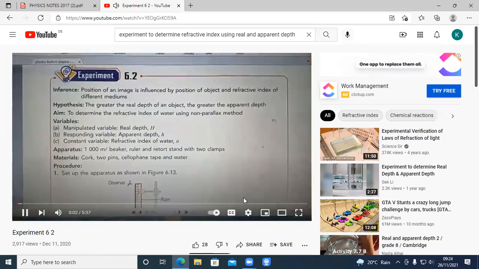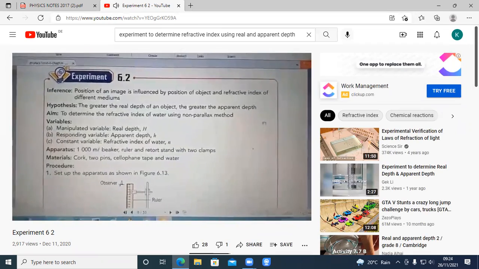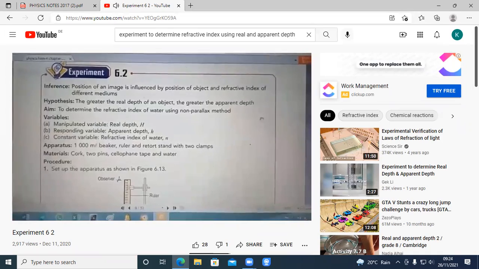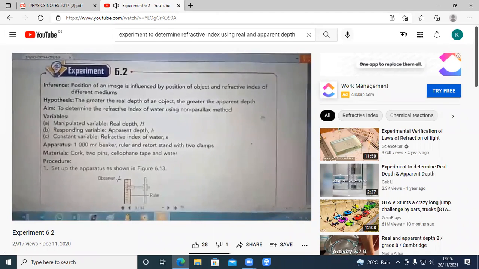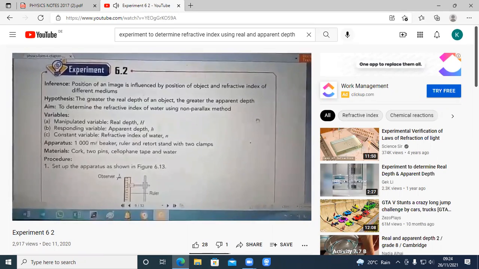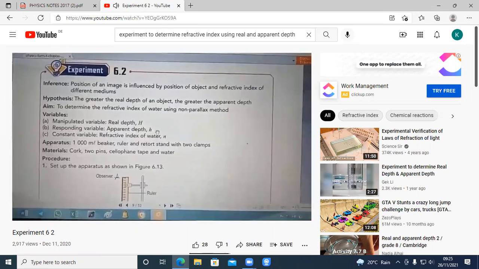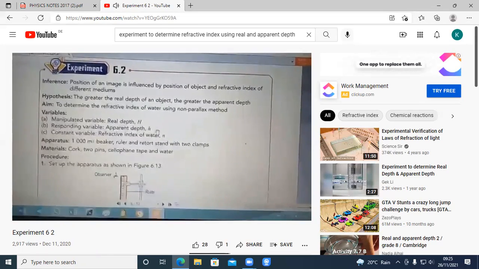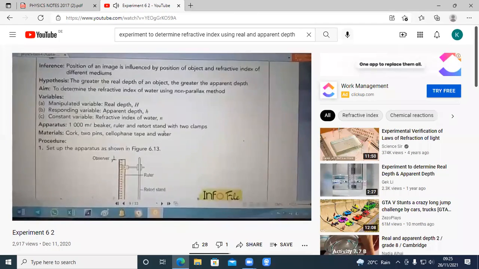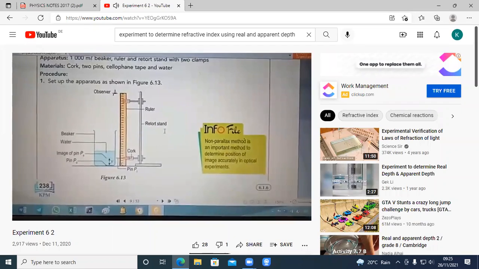Okay, this is experiment 6.2. This experiment's aim is to determine the refractive index of water using the no parallax method. The manipulated variable is the real depth, the responding variable is apparent depth, and the constant variable is the refractive index of water. So what we do is we set up the experiment.